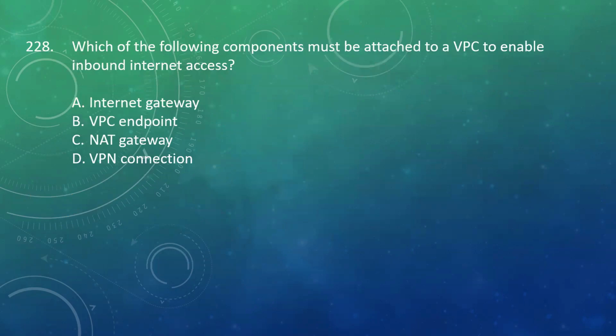Which of the following components must be attached to a VPC to enable inbound internet access? Internet gateway, VPC endpoint, NAT gateway, VPN connection. To enable inbound internet access to a virtual private cloud in AWS, you typically need to attach the internet gateway. Attaching an internet gateway to your VPC allows instances in the VPC to send and receive traffic directly to and from the internet.